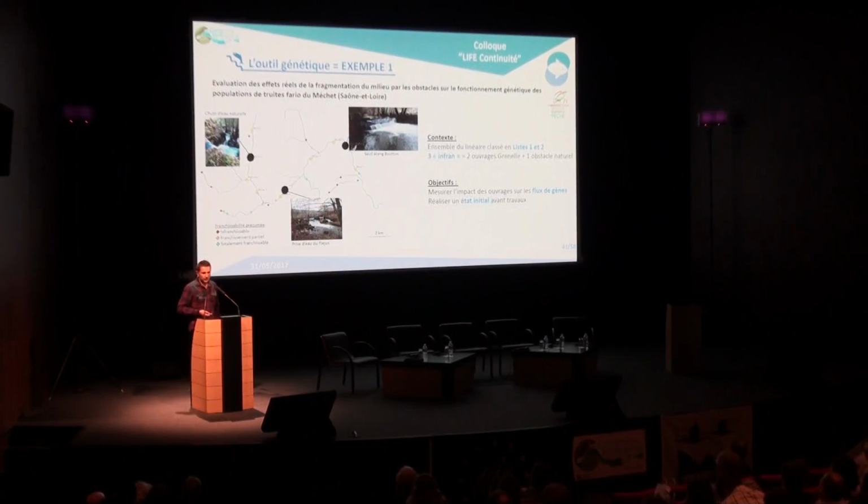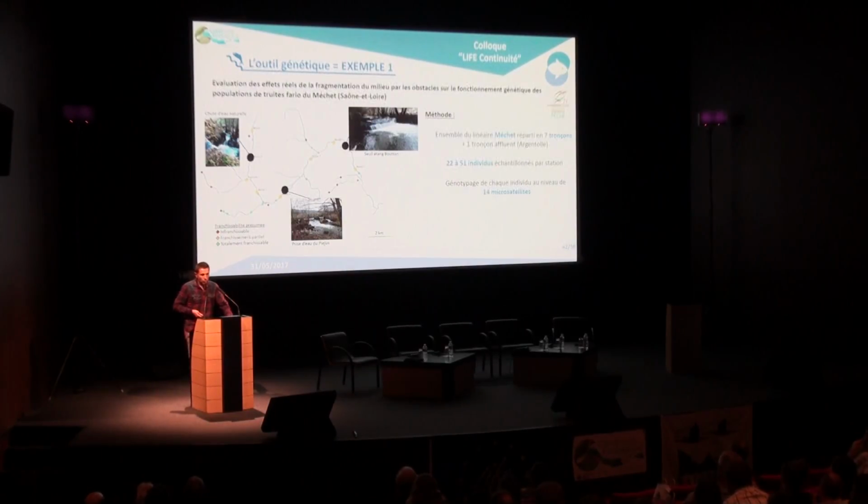The first example is an operation organized with the Fish Federation of Saône-et-Loire. So we analyzed the fragmentation of the area by obstacles, and on this river we had 3 impassable passages, one of anthropic aspect and one of natural aspect. And we wanted to have an initial aspect of it.